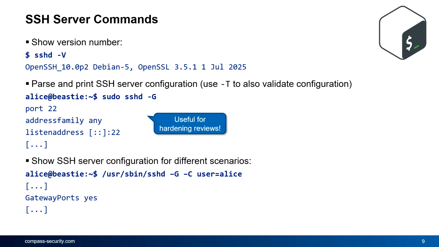Then, depending on your SSH configuration, you can also do some user-specific configuration for different scenarios. So if your SSH configuration contains a block that is only applied for certain users or groups, you can simulate this using the -C flag of the sshd command, and then provide, for example, the username, and this will provide you the SSH server configuration, how it looks like if such a user would connect to your server.